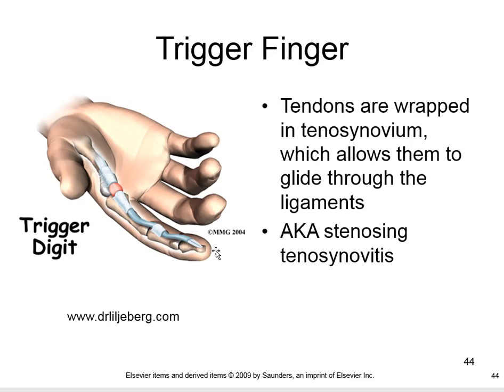The ligaments form an arch on the surface of the bone that creates a tunnel for the tendon to run in along the bone. To keep the tendons moving smoothly under the ligaments, the tendons are wrapped in tenosynovium, which is a slippery coating, and this allows them to glide through the ligaments by reducing friction. Sometimes the ligaments swell or develop nodules. Tendons can no longer slide easily through the sheath, which is the ligament. The tendons can get caught in the opening of the sheath, and the finger gives a painful click like a trigger when it's straightened. So this is also known as stenosing tenosynovitis.